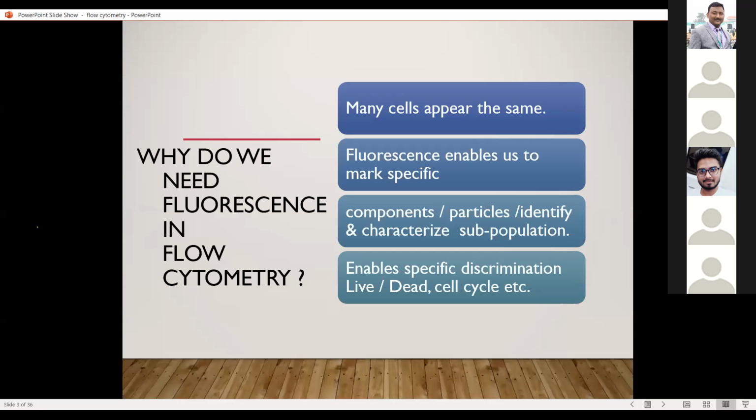Now, why do we need fluorescence in flow cytometry? We can differentiate cells based on their size, granularity, and other physiological properties. But as we all know, many cells appear the same. So with fluorescence, we need to mark them specifically. We have different kinds of fluorescent markers, some blue, green, red, and so many kinds of fluorescent dyes are available nowadays.